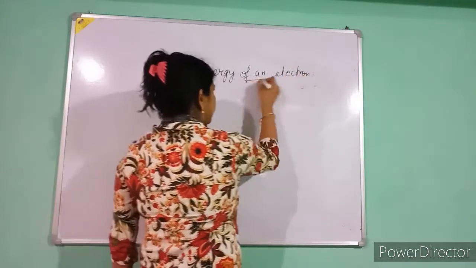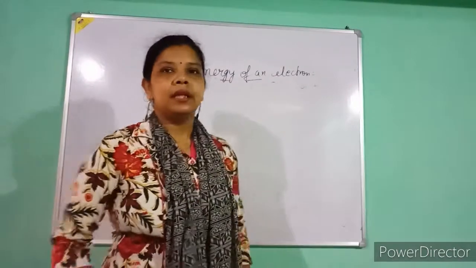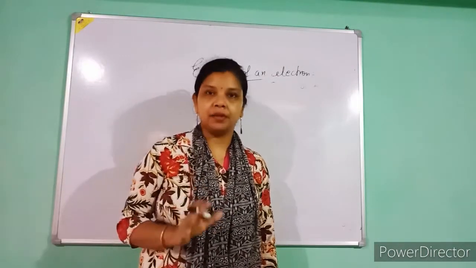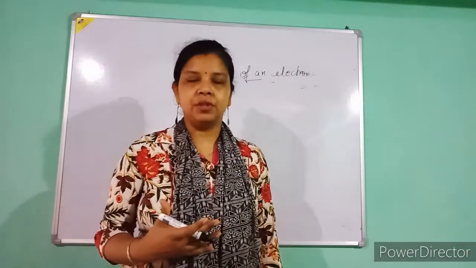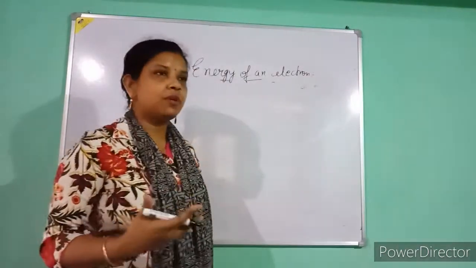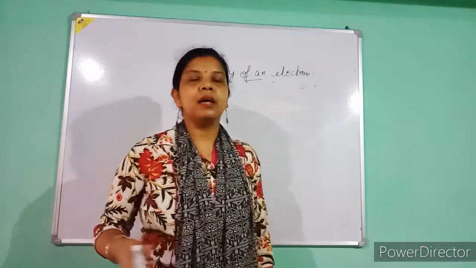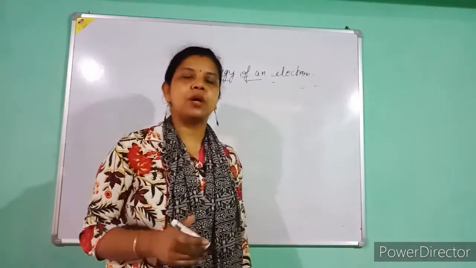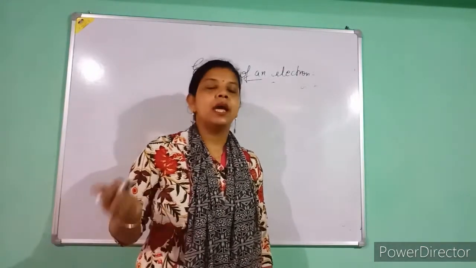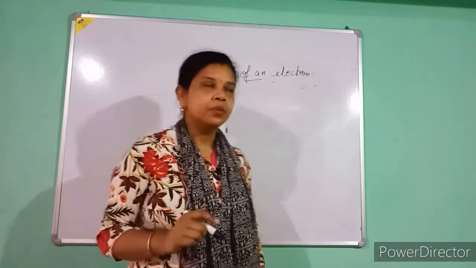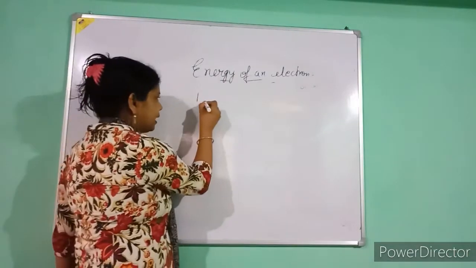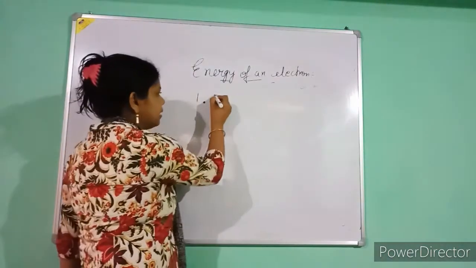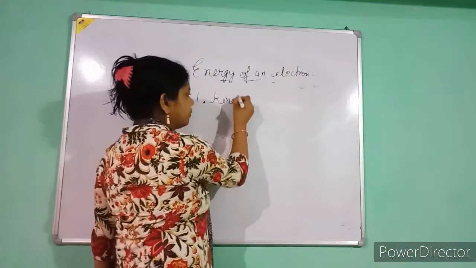When I say energy of an electron, it means the electron is revolving around the nucleus, so it will possess some energy. What are the types of energy it might have? Basically, when it is moving, it will have mechanical energy, so I can say it will have kinetic energy as well as potential energy. So the two types of energy associated with the electron while revolving around the nucleus: number one, kinetic energy.